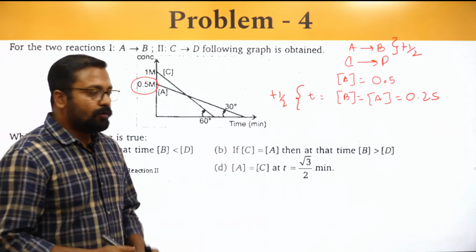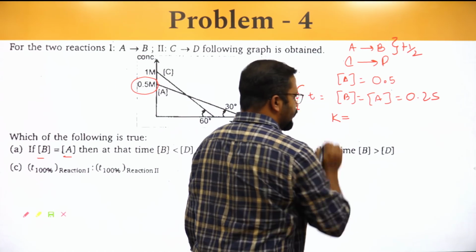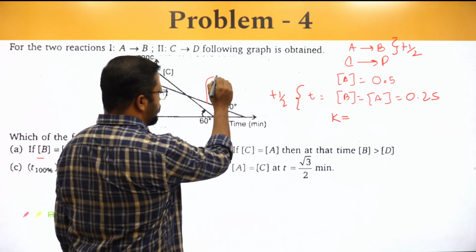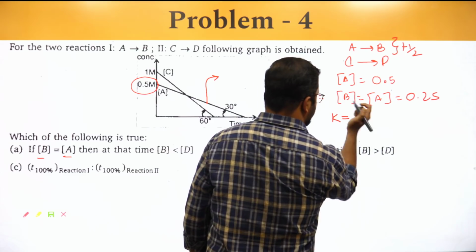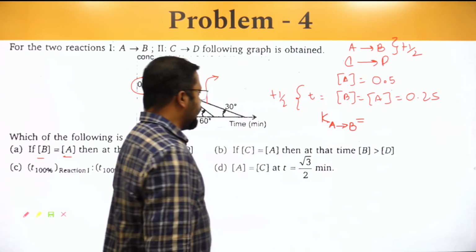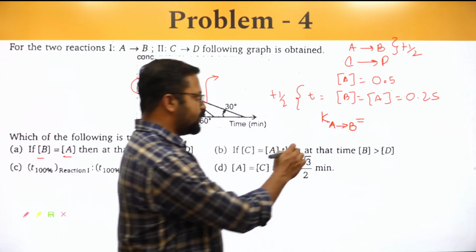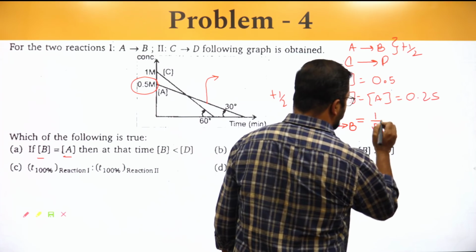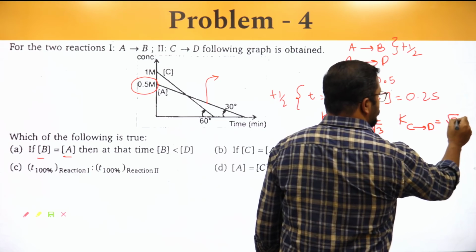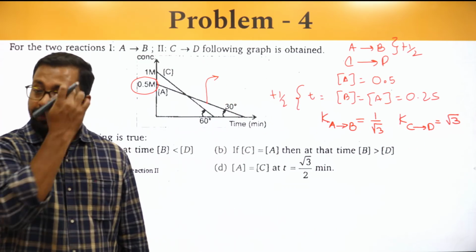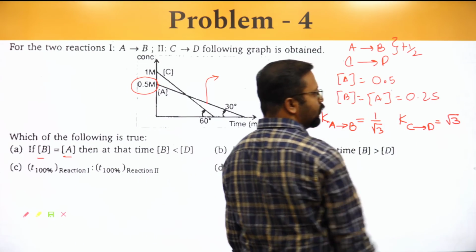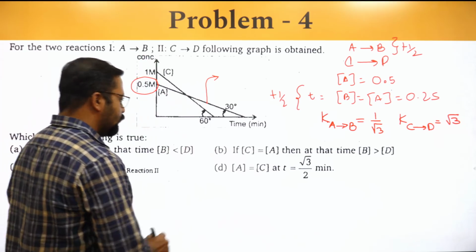Now you all know that K is equal to the slope. So what is the slope for this? For the first reaction, K of A changing into B, the slope is tan 30 degrees, which is 1 by root 3, and K for C changing into D is root 3.